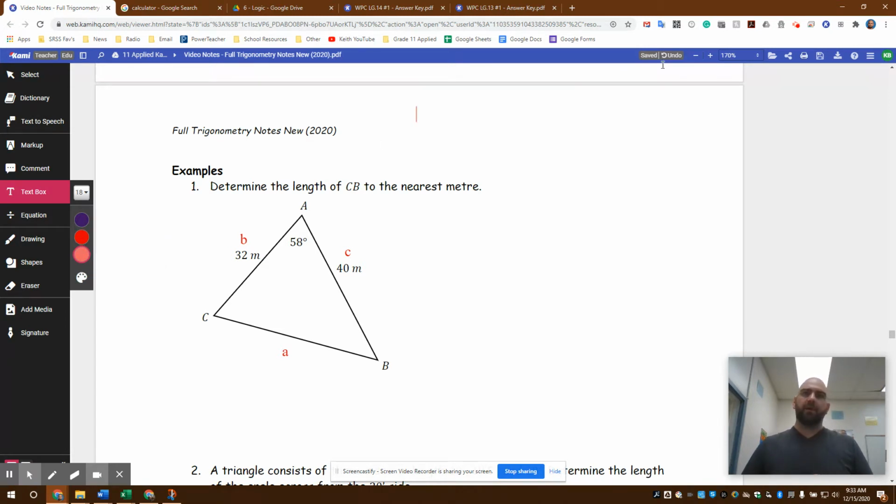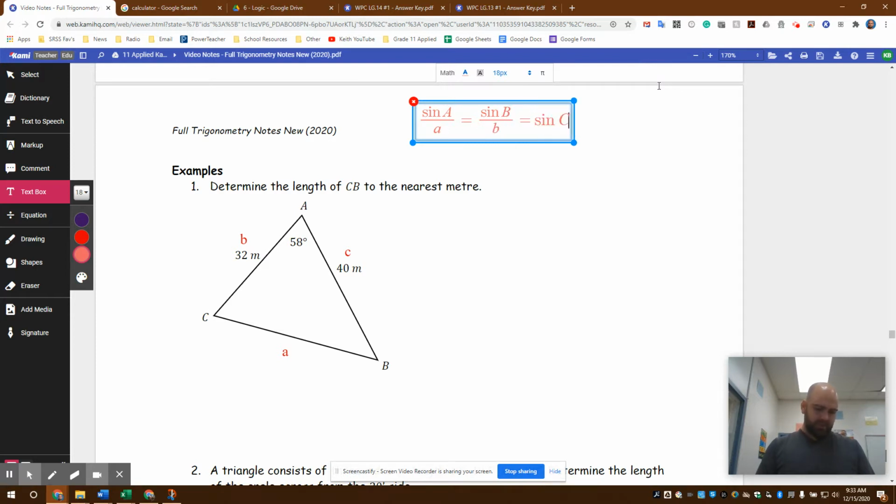So if we pull up sine law here, I'm going to quickly write it out. Sine of A over little a is equal to sine of B over little b, which is equal to sine of C over little c. And if we put in the information that we know, we know A is 58 degrees, over little a, is equal to sine B over little b, which is 32 meters, which is equal to sine C over 40 meters.